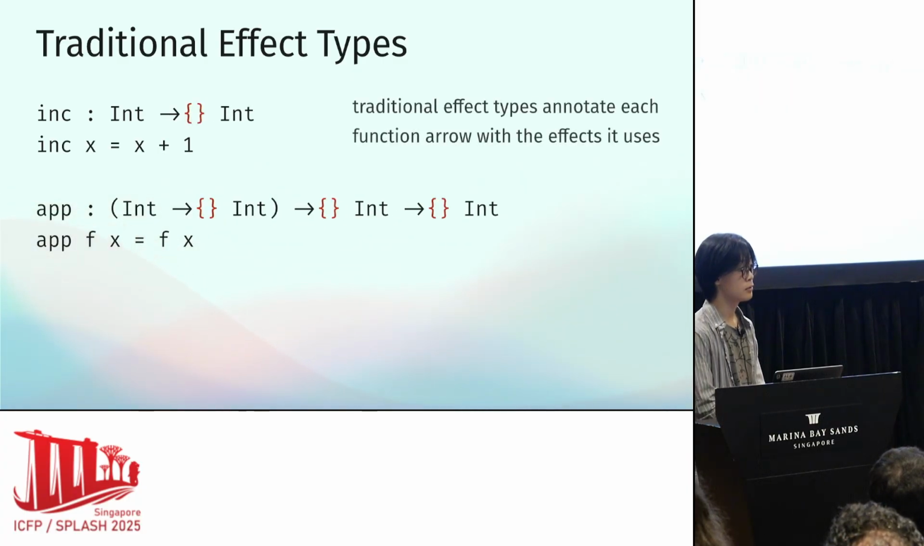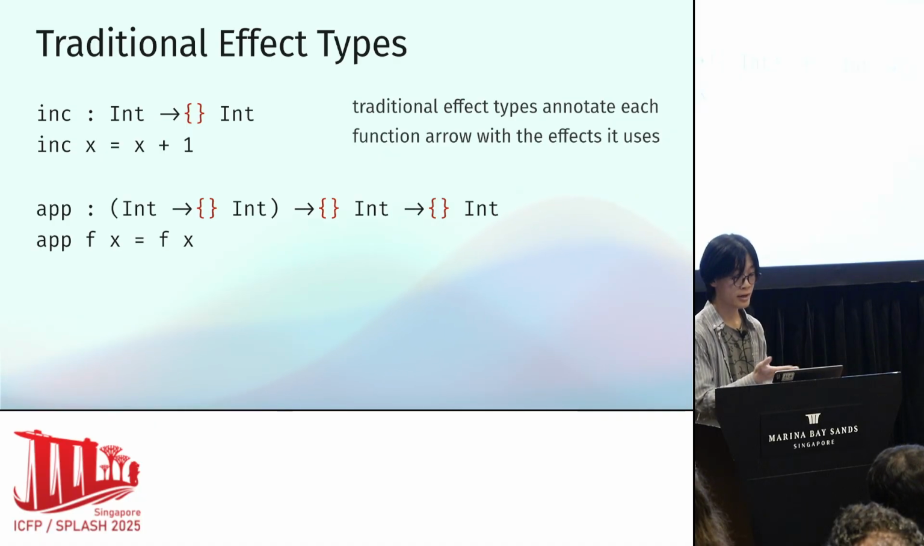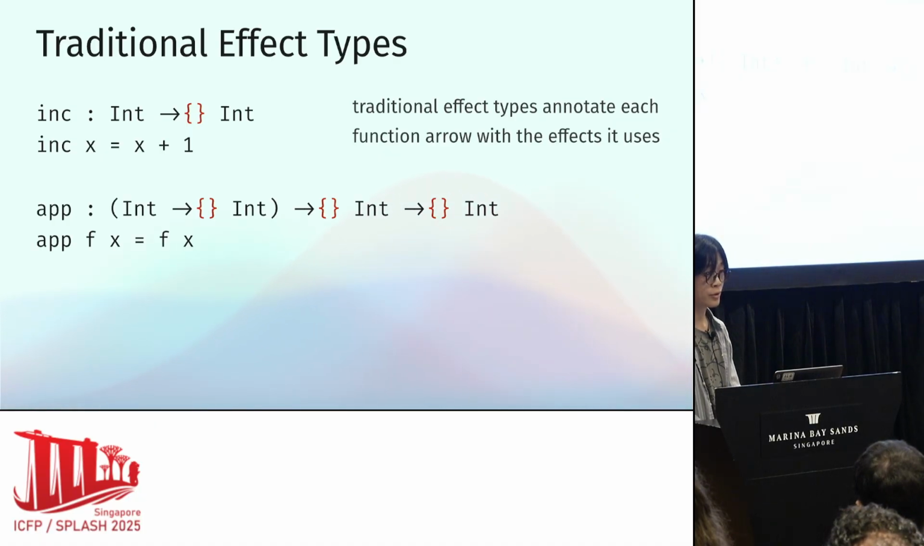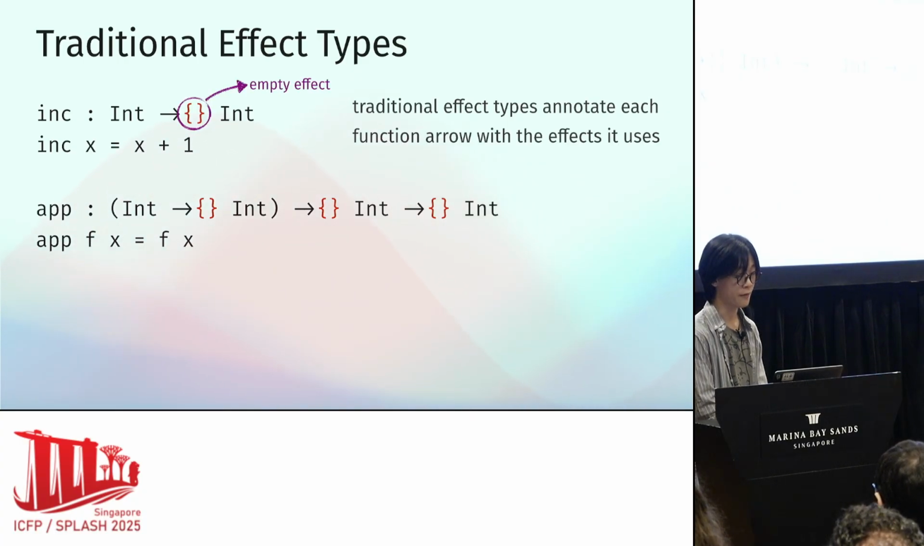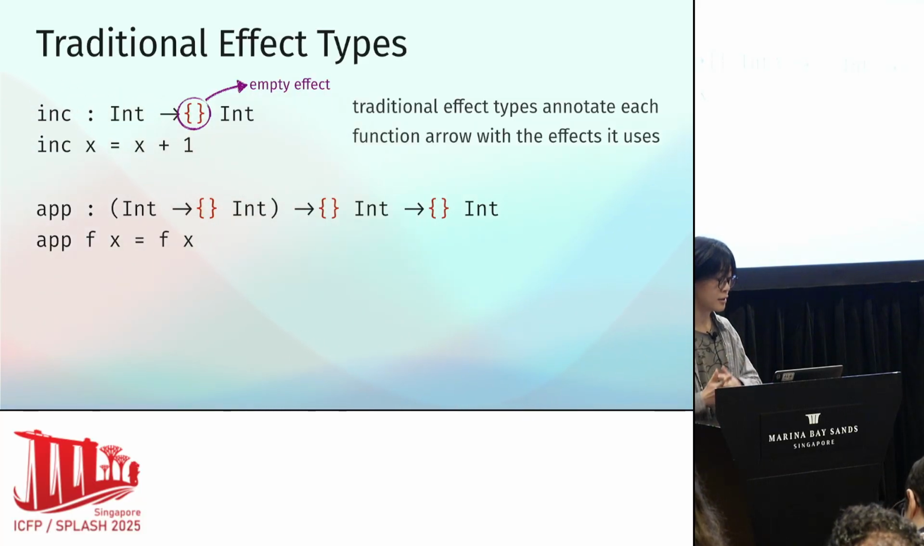The idea of traditional effect types is to annotate each function arrow with the effects that they use. So here we have these empty braces beside each function arrow, which mean empty effect, because these functions are pure. They are not doing any effectful computation.